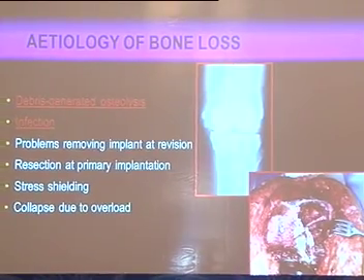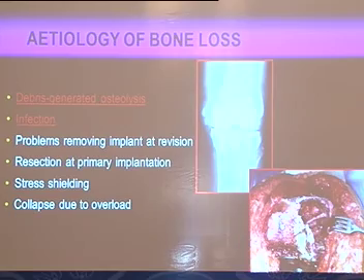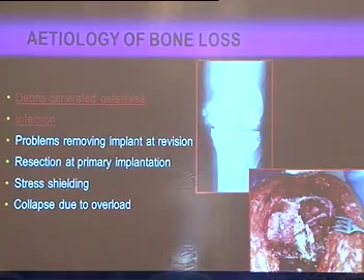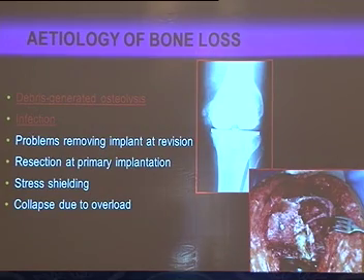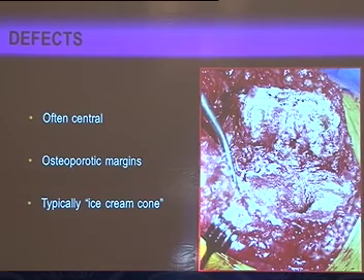So what's the etiology of bone loss? It could be due to debris generated by osteolysis, infection, problems removing implants at revision, resection at the primary implantation, stress shielding, or collapse due to overload. The defects are often central, have osteoporotic margins, and a typical ice cream cone.